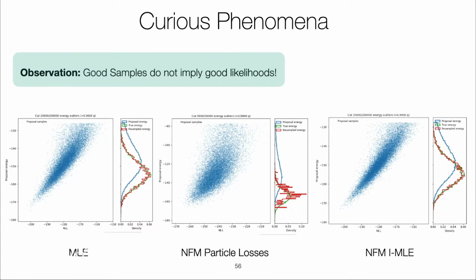Both these model classes are invertible. They both give good samples, but their likelihood performance is quite different. This is a curious phenomenon that we've observed.